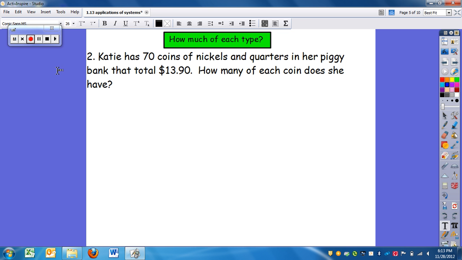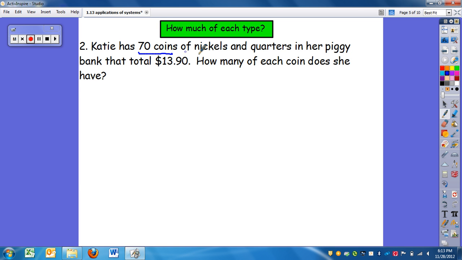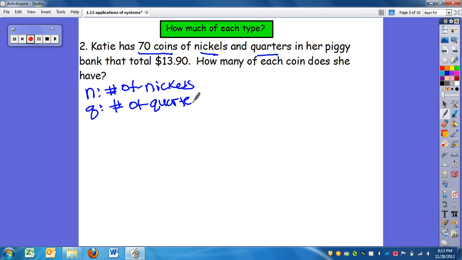So since Katie has 70 coins, that is our total. And you have nickels and quarters, so that's how many of each type, which is generally your variable. I'm going to do N for the number of nickels, and Q for the number of quarters. So that is my step 1. Notice I just didn't write nickels or quarters because N and Q are standing for how many nickels and how many quarters.